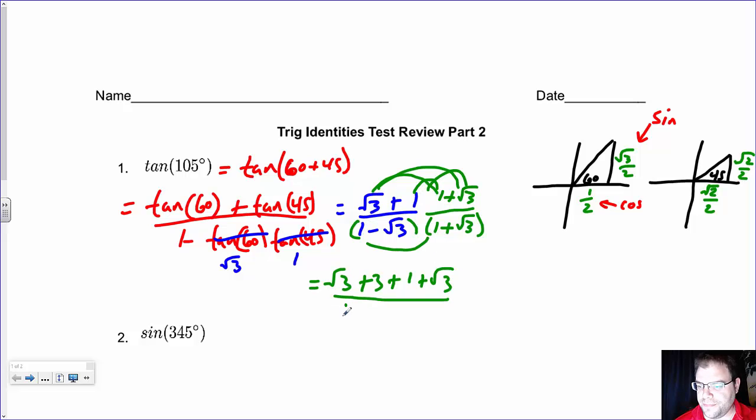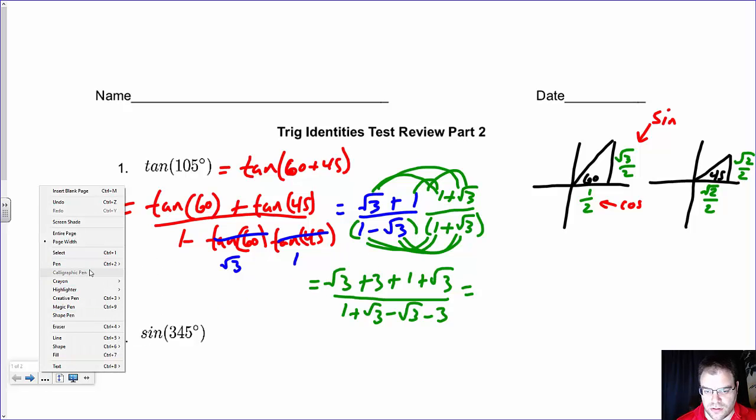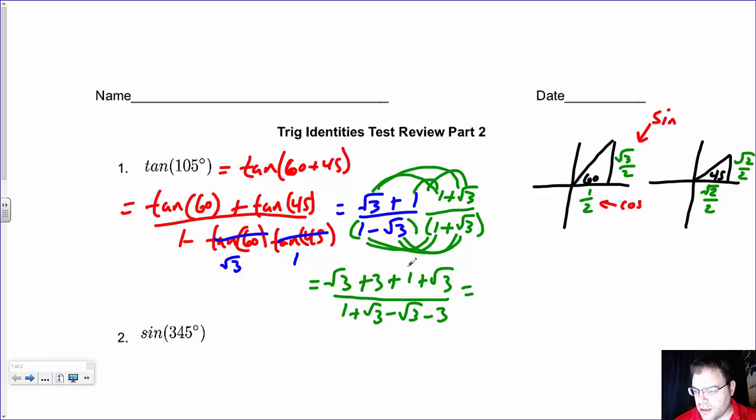I have 1 times 1 on bottom, 1 times root 3, which is root 3, negative root 3 times 1, which is negative root 3, and negative root 3 times root 3, which is negative 3. So this is what I'm going with. I'm going to change this up here. Let's get black pen, I guess. All right, so I have 3 plus 1, so that's going to give me 4. And then I got root 3 and root 3, so that's 2 root 3. On the bottom, these will cancel out the middle terms. That's the whole point of having one of these is minus and one of these is plus. So we're going to say, let's cross out. 1 minus 3 is negative 2.